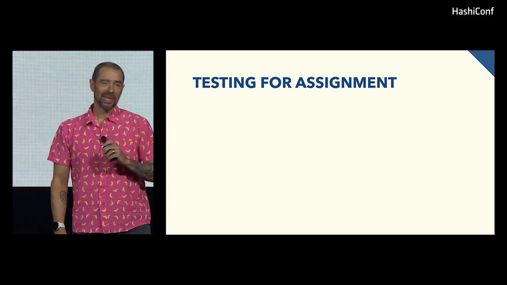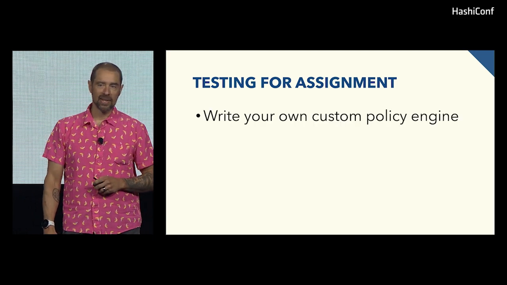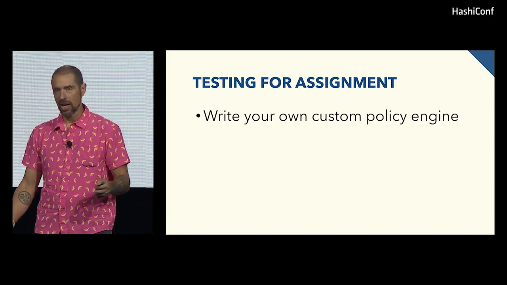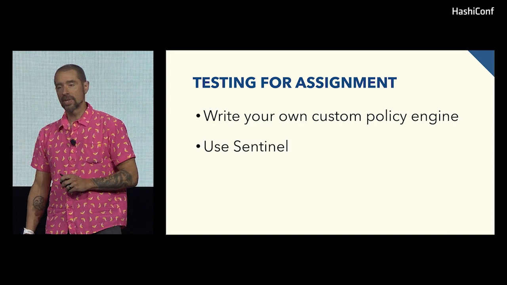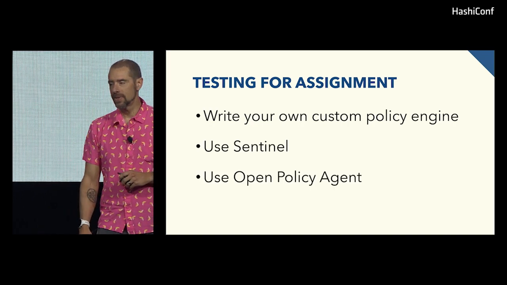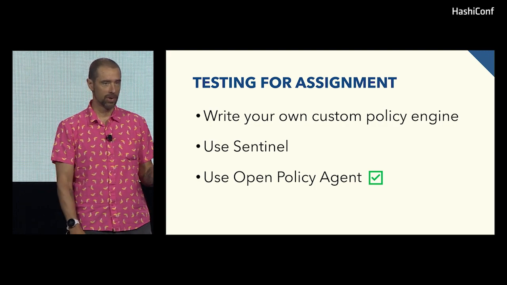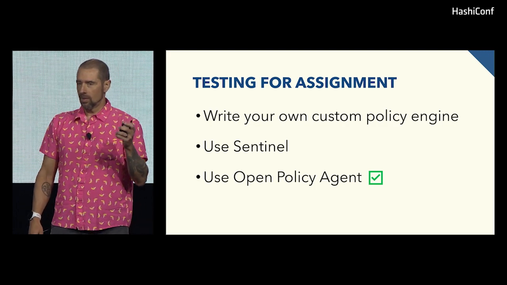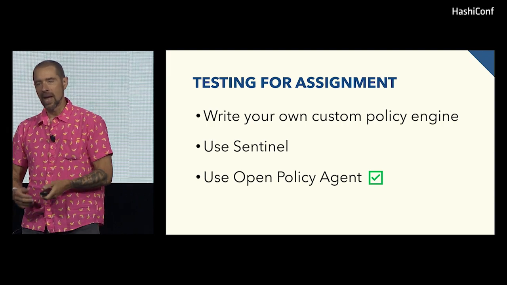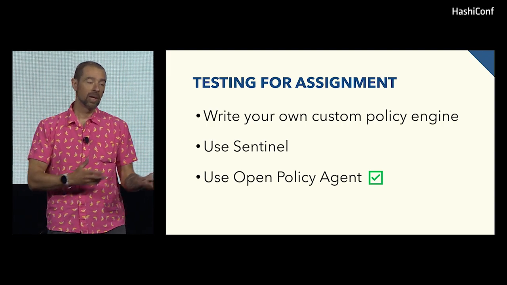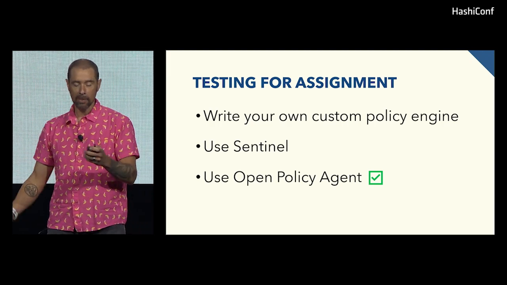Testing for assignment, kind of the same options as testing for compliance. Write your own custom policy engine, don't do that. Use Sentinel, maybe. Use Open Policy Agent, absolutely. Especially if you're using Terraform to manage your Vault policy deployment. When Terraform plan runs, you can send that plan to JSON and have OPA evaluate it, and everybody's happy.